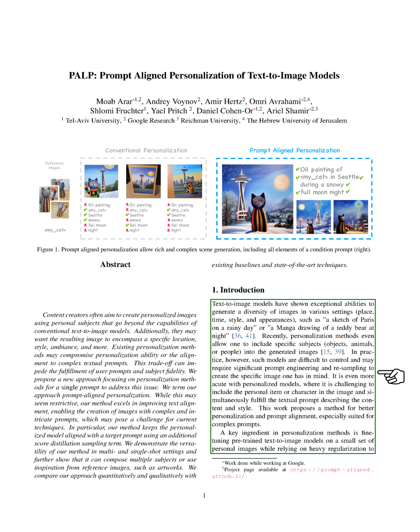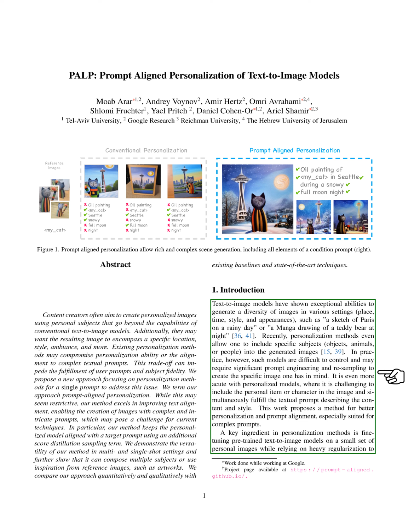They can even include specific subjects, like objects, animals, or people, in the images they create. However, these models can be tricky to control and often require a lot of tweaking and resampling to create the exact image you have in mind. This is especially true when you're trying to include a personal item or character in the image and also match the text description of the content and style. Our work proposes a new method to improve personalization and alignment with the text prompt, especially for complex prompts.